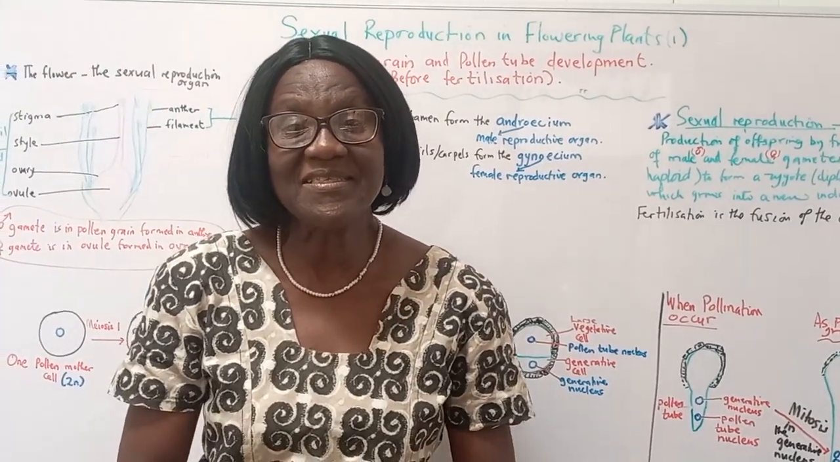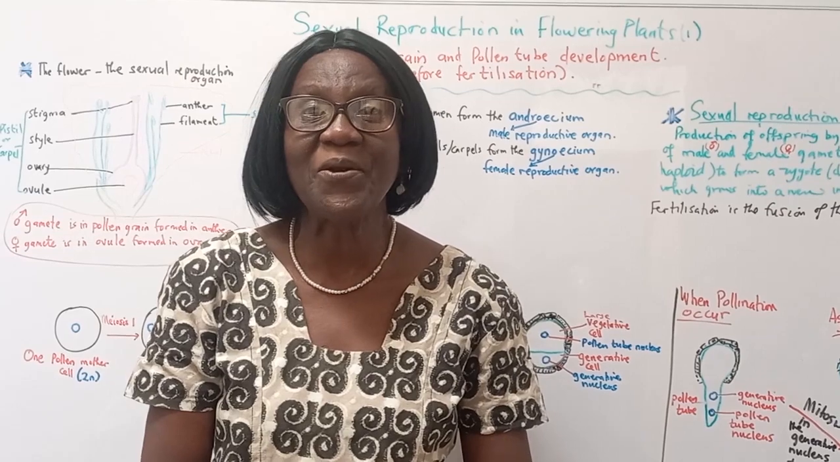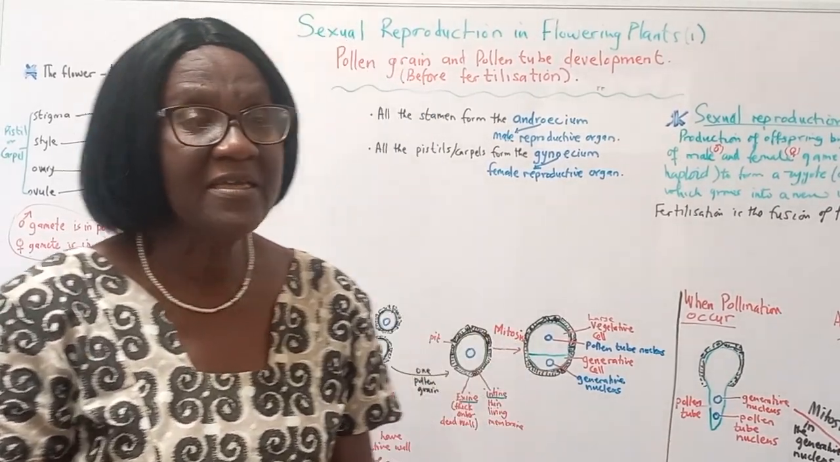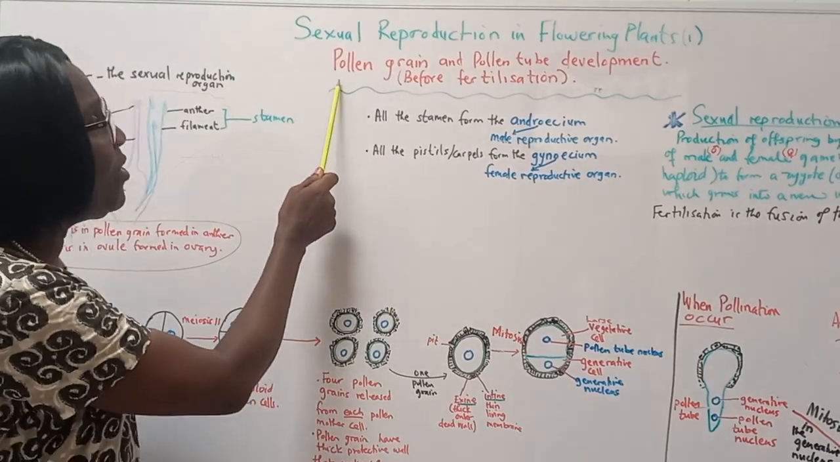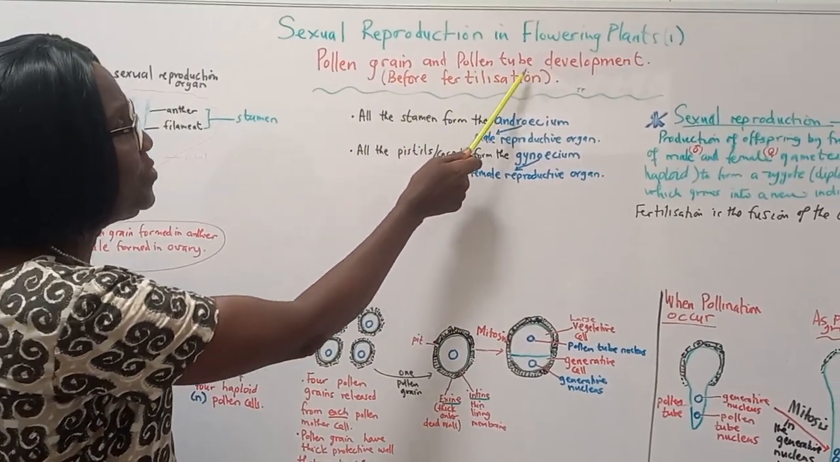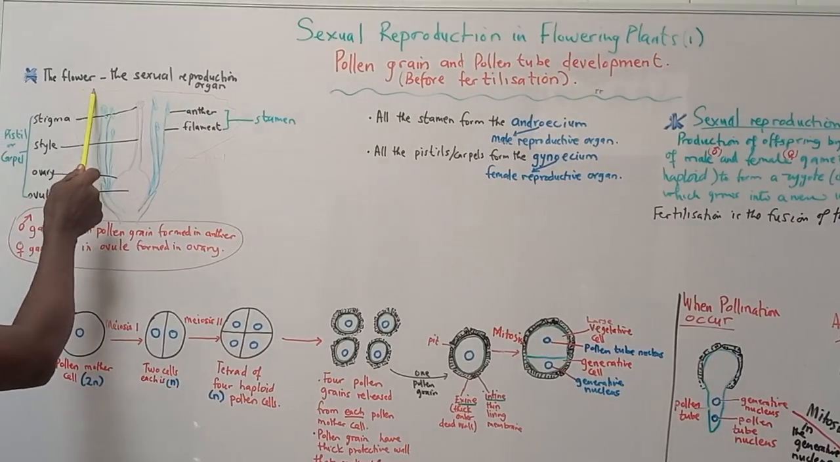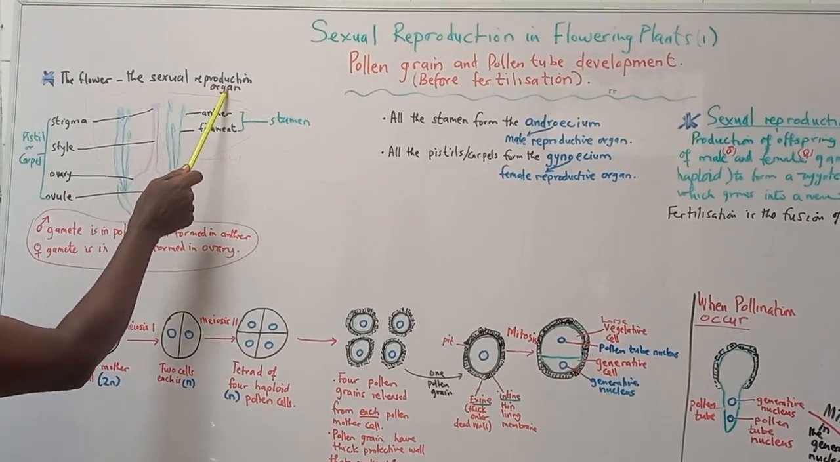In today's lesson, we are discussing sexual reproduction in flowering plants. Specifically, we want to look at the pollen grain and pollen tube development, events before fertilization. The flower is the sexual reproduction organ.